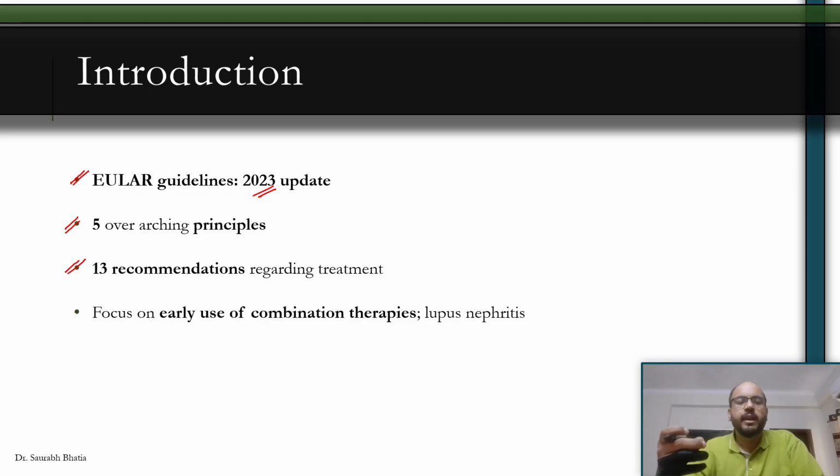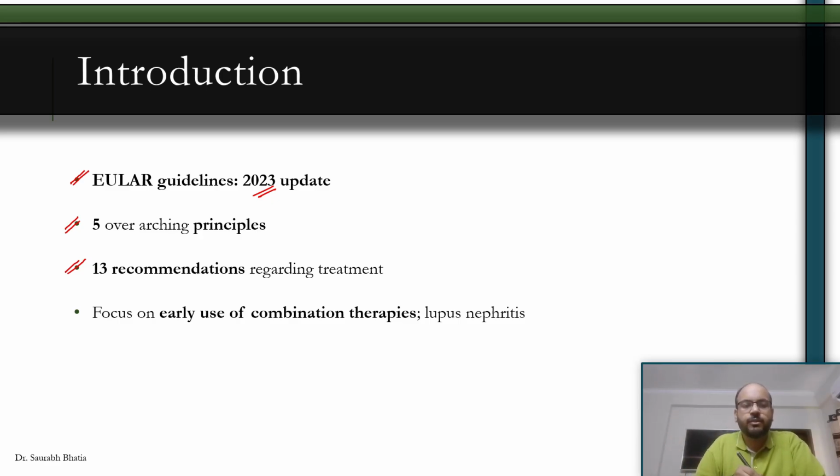Okay. In the 13 recommendations, EULAR guidelines give you recommendations about what treatment modality to be used, whether you should continue treating with HCQ, methotrexate, mycophenolate mofetil, or you should go into belimumab, anifrolumab, or rituximab, cyclophosphamide pulses. So these are the 13 recommendations given in the EULAR guidelines.